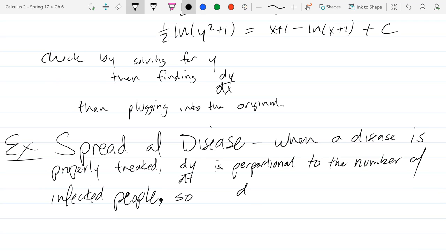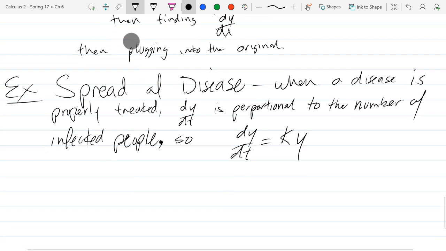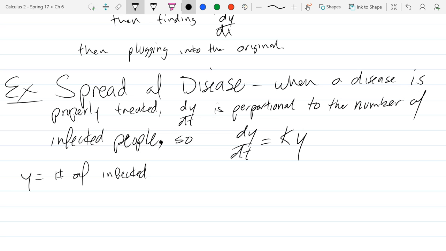So we can write dy over dt is proportional to y. Oh, I should write what y is. So y equals the number of infected people. dy dt is the change in y, also known as the rate of spread.